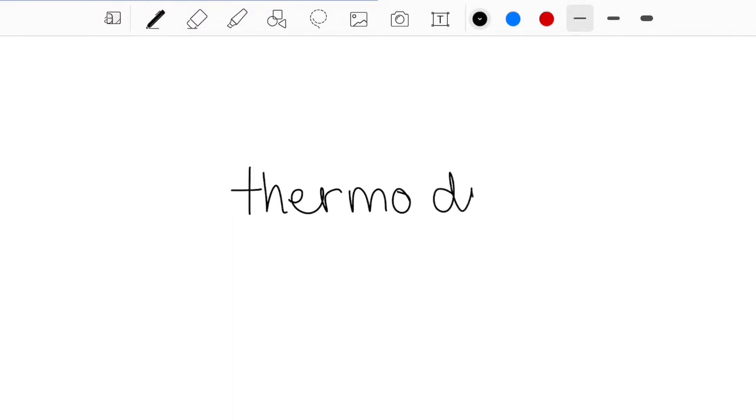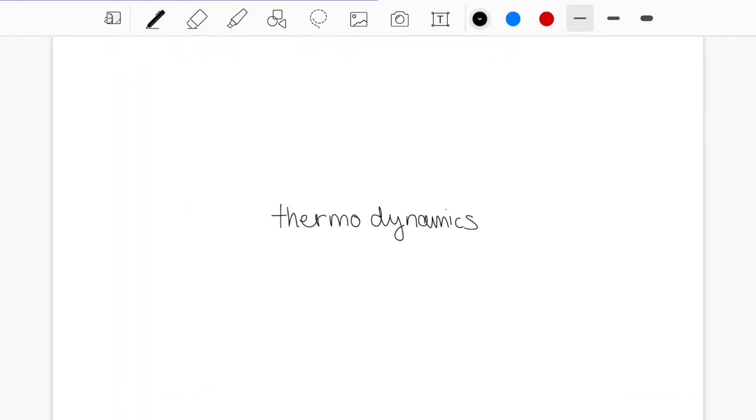Hi, everybody. So today we're going to be talking about thermodynamics. Thermodynamics is what we're talking about primarily in Gen Chem 2, which is what my students are studying right now. And so I just want to make some connections for them for this whole unit. So thermodynamics has a couple different areas.